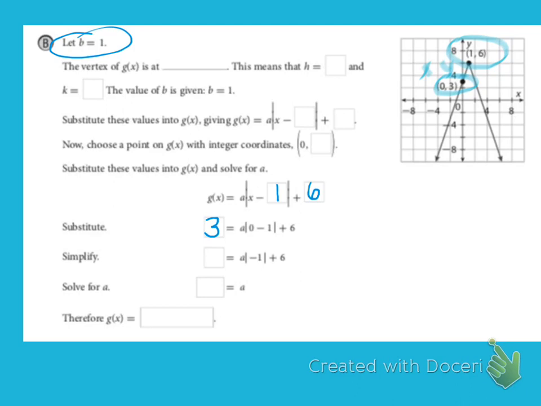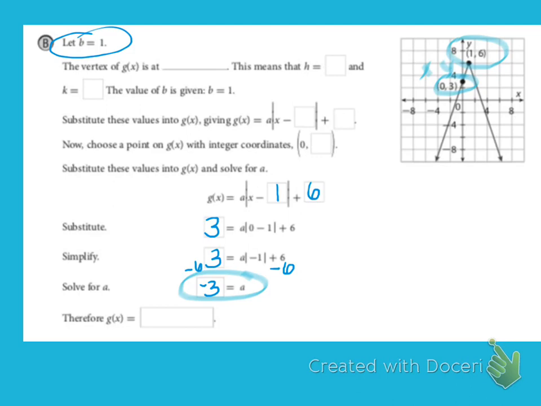So step 1 is to do the absolute value. 0 minus 1 is -1. The absolute value of -1 is 1. Multiply that by a, that's just a. And so then what we could do is go ahead and subtract that 6 from both sides. And if we subtracted that 6 from the 3, that makes this -3. And what that says is then that a must be -3. And so now we know exactly what kind of vertical stretch or compression it is. It's actually a stretch of 3, and the negative makes it a reflection down.